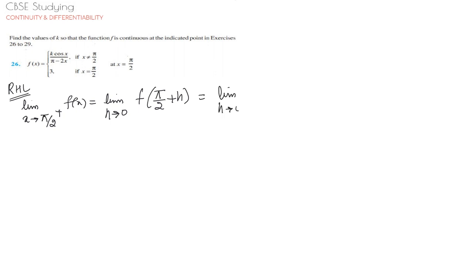So I'm going to do the RHL part of it. Limit x tends to pi by 2 plus f of x is equal to limit h tends to 0 f of pi by 2 plus h, which is equal to limit h tends to 0, when x is greater than pi by 2, we are going to use this, k cos(pi by 2 plus h) divided by pi minus 2 into pi by 2. Now this obviously needs a little bit of simplification.